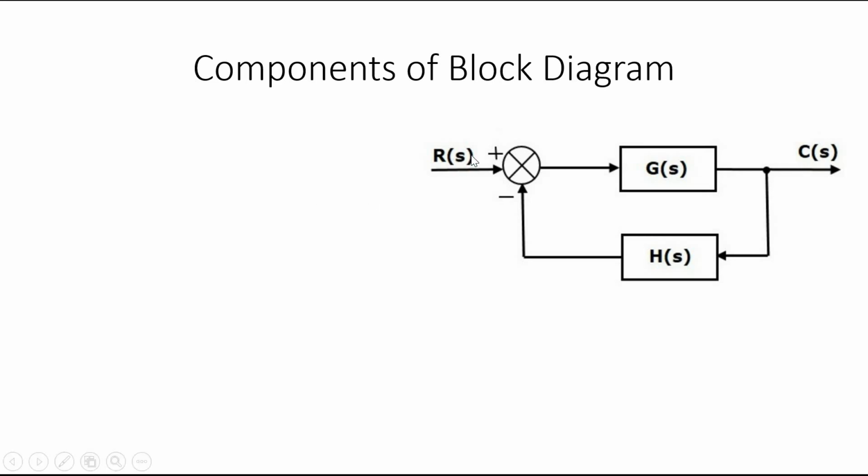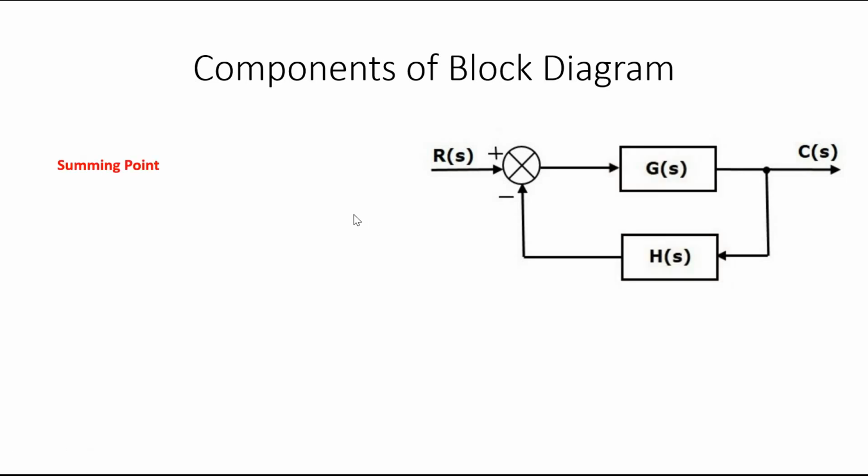So first, as is obvious, the first component is the blocks. Consider these two, these are the blocks in this diagram. Blocks represent a transfer function having a value. It will have an input and the output will be the input multiplied by that value. So that is the block, the first component of the block diagram.